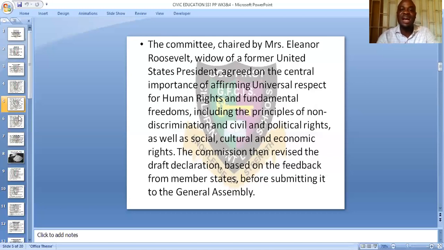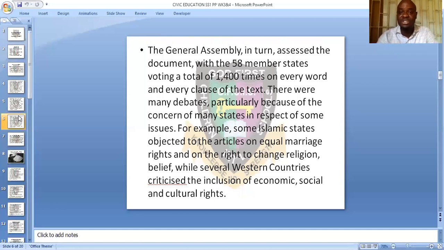And as a result of that, the General Assembly, that is the General Assembly of the United Nations Organization, in turn assessed the document. After it had been drafted, they submitted it to the General Assembly, and the General Assembly in turn assessed the document, with the 58 member states voting a total of 1,400 times on every word and every clause of the text. So that's to tell you that the articles of UDHR that we have today don't just come as a result of child's play. Having been drafted by the 8-member committee, it was reviewed over and over again.